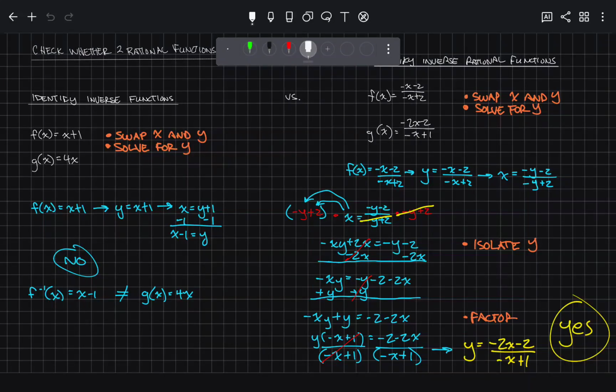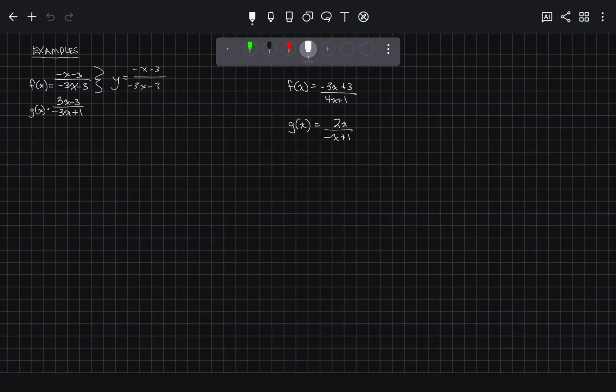The process is the same for rational functions, but there's a lot more steps and there's more explanation involved in how to get that to the way we want it. So let's go ahead and just take a look. I'm going to choose the first function. Now, we always have two options.